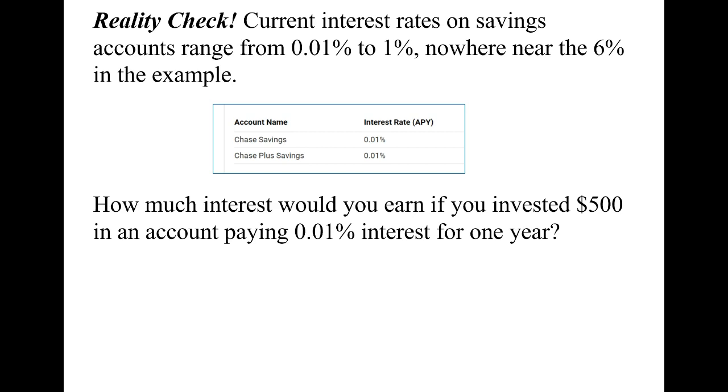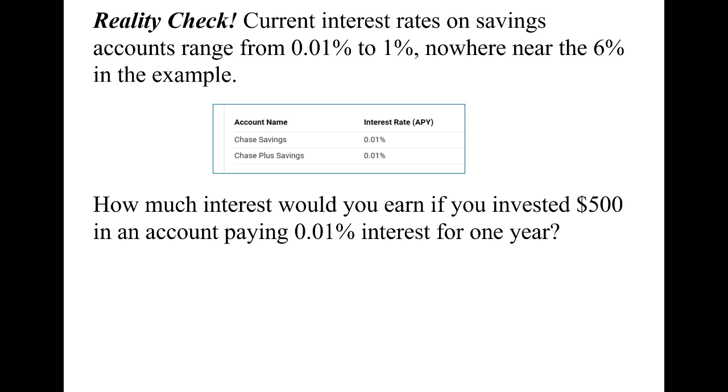There's an important note to make here. The problems that we work throughout this chapter don't always have realistic interest rates. In the problem earlier, we had a $500 deposit at an interest rate of 6%, but current interest rates in savings accounts are less than 1%. So finding a 6% interest rate for a savings account is pretty much impossible. So if we were to recalculate that problem using realistic interest rates, let's see what we would get.